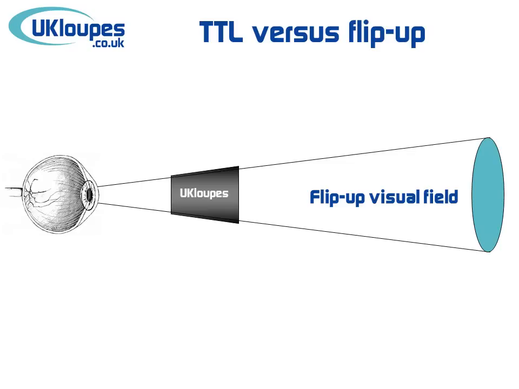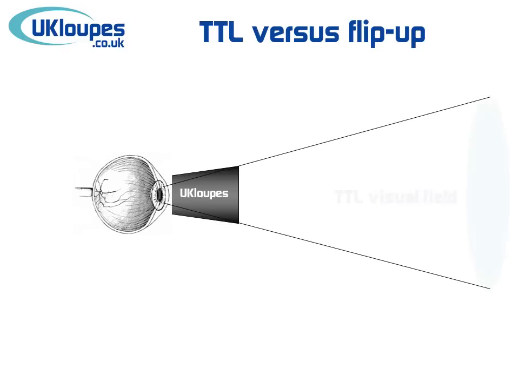This next animation shows how positioning the magnifying loupe closer to the eye increases the visual field. The diagram shows the rough distance of your eye to the magnifying piece in flip-up loupes, and as it's moved closer, the TTL setup allows a greater visual field.